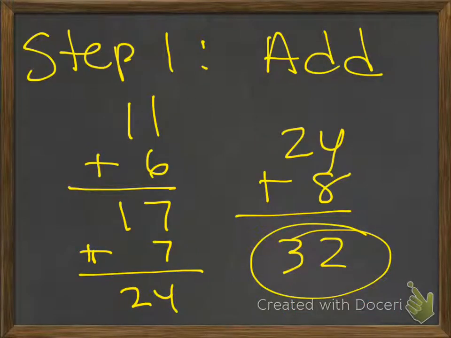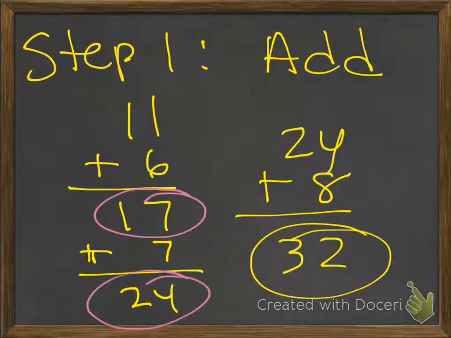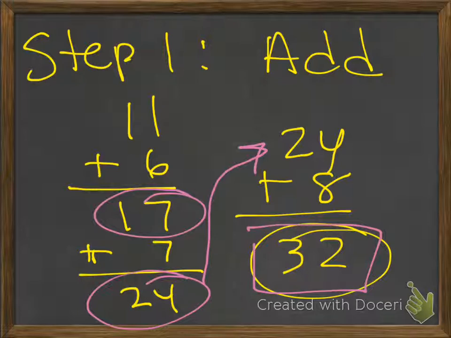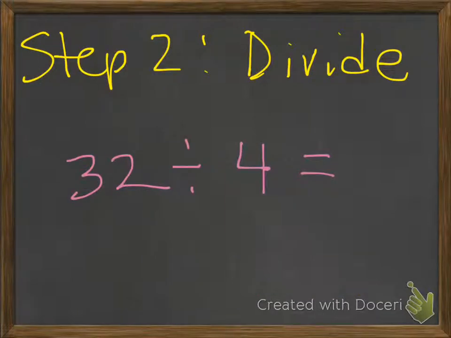Alright, so step 1, add. So again, 11 plus 6 you get 17. We're going to add 17 and 7 and we get 24. Bring that up here. 24 plus 8 we get 32. Is that what you got? Check your work.